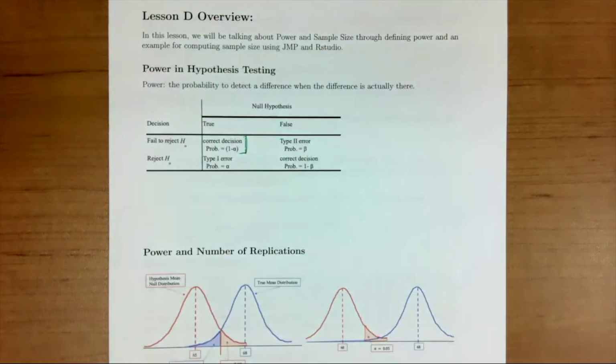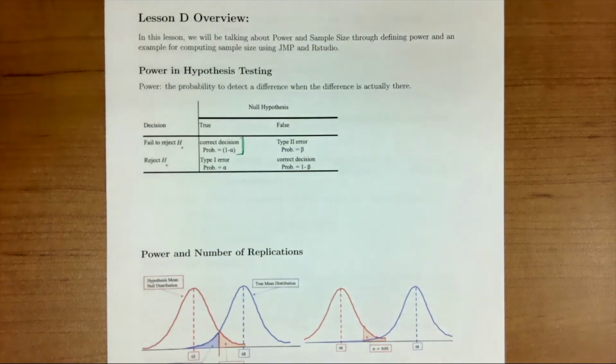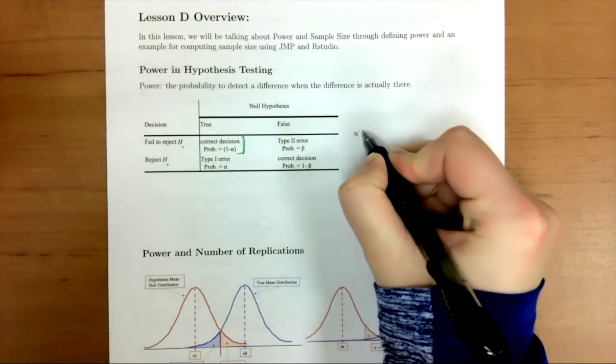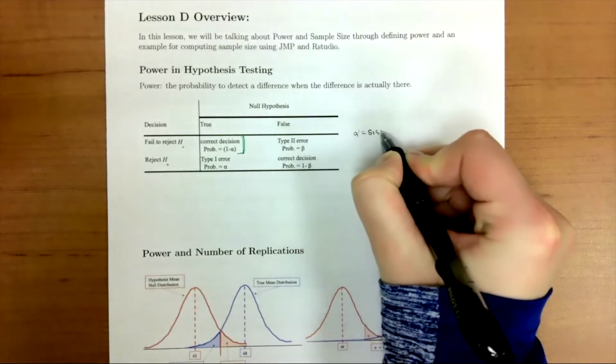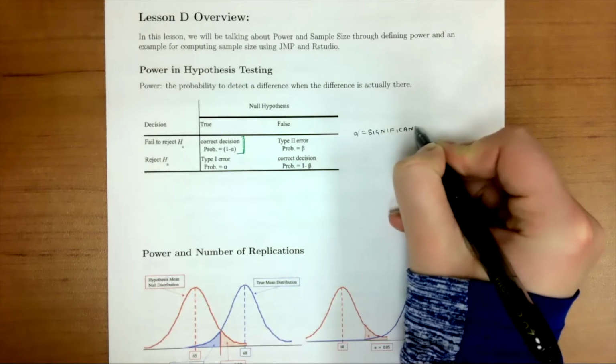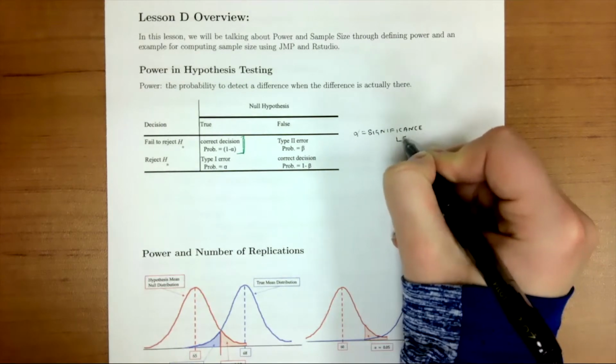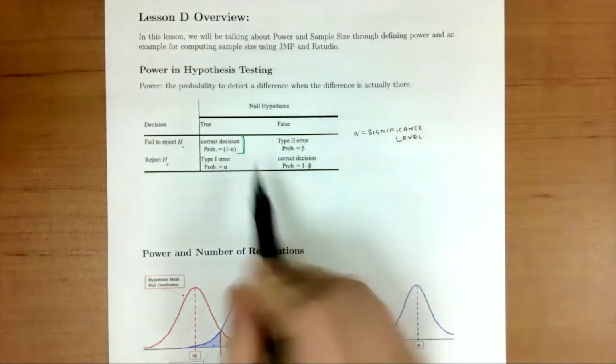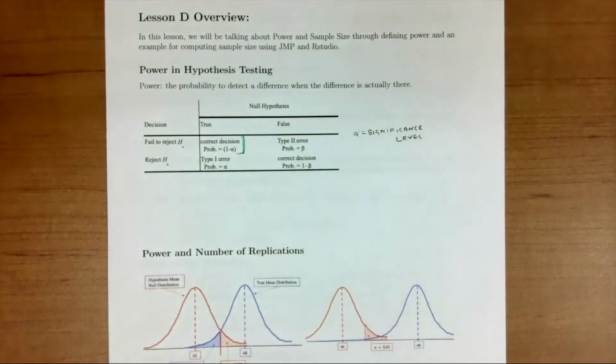And the probability of that is 1 minus alpha, where alpha is our significance. And we've talked about this alpha in the previous lectures. It's typically set at 0.05, but that's not the end all be all. You could have 0.1 and whatnot.